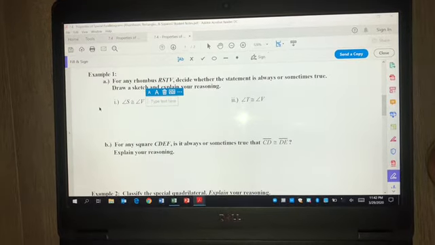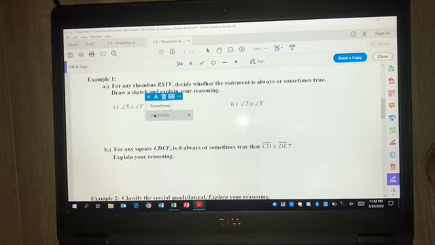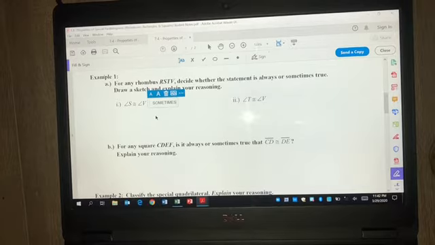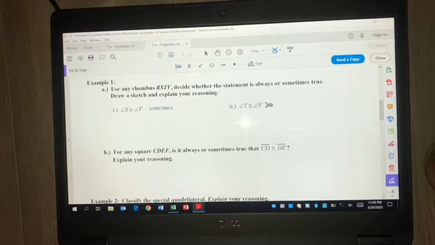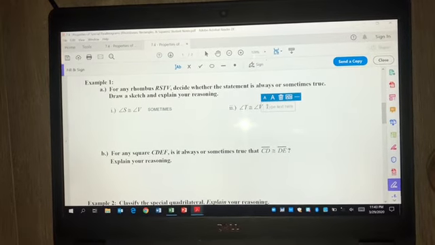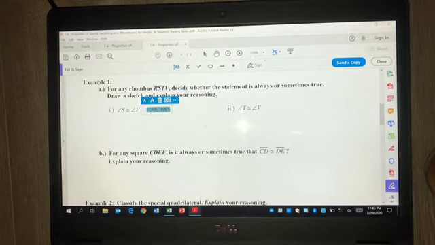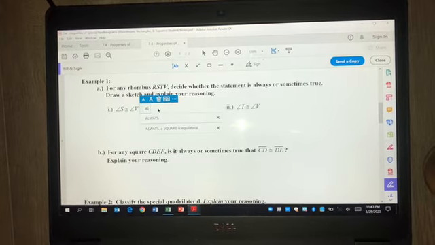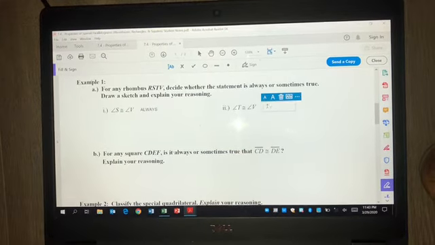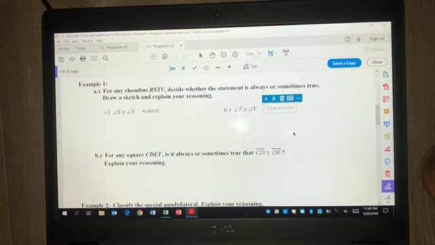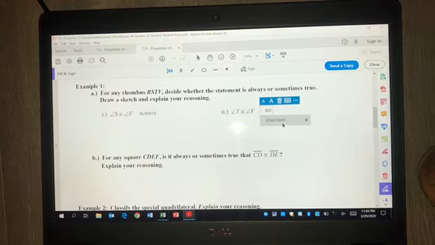So we're going to say that it will sometimes be true because S and V are opposite angles in the rhombus. Scratch that. We're going to say it's always true because they are opposite. Now T and V, since they are next to each other or adjacent, this is what makes it sometimes congruent.